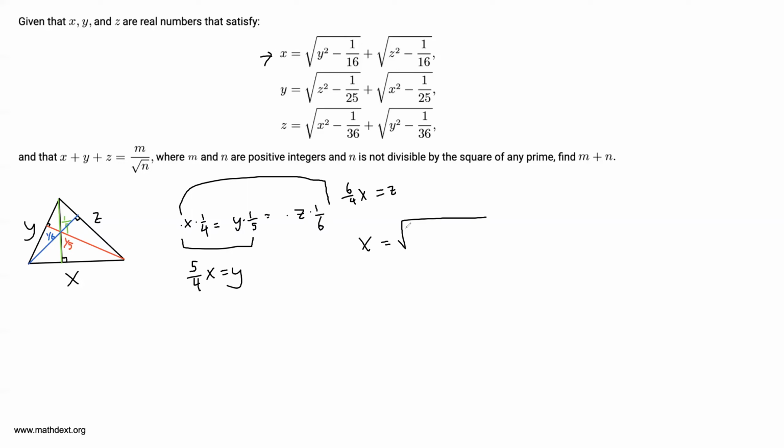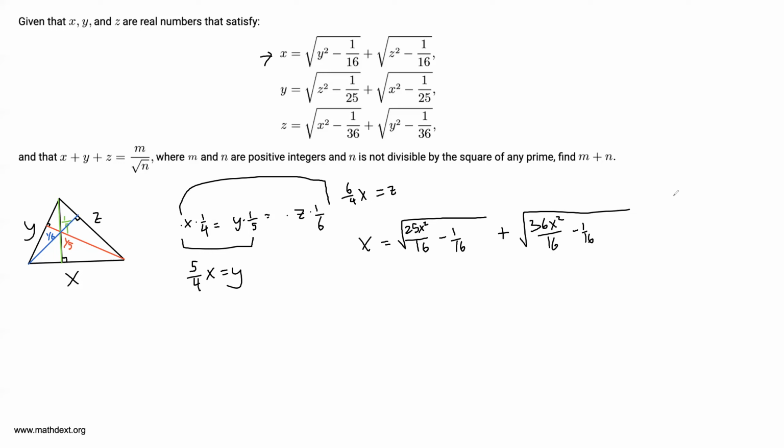Well, y squared is 5 over 4x squared, which is 25x squared over 16, minus 1 over 16, plus, well, z squared is 6 over 4x squared, so that's equal to 36x squared over 16, minus 1 over 16. And now we have our one variable equation in terms of x, which we can now solve.